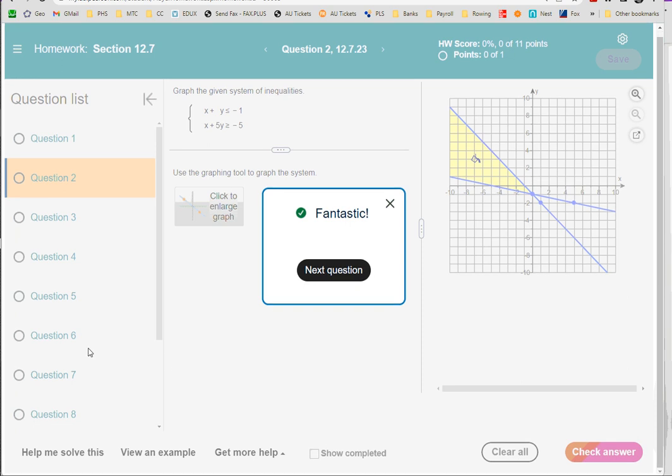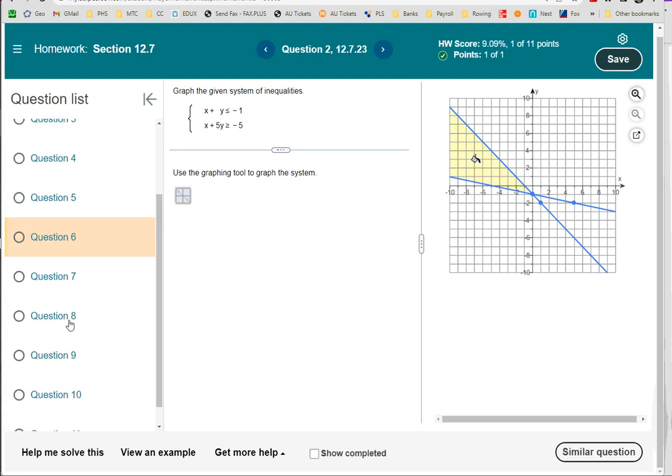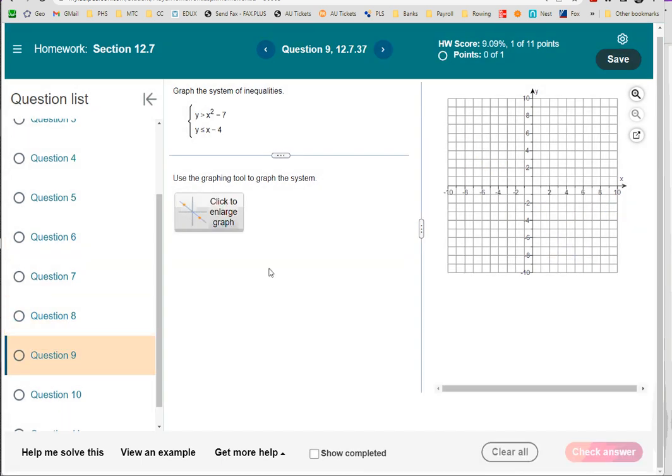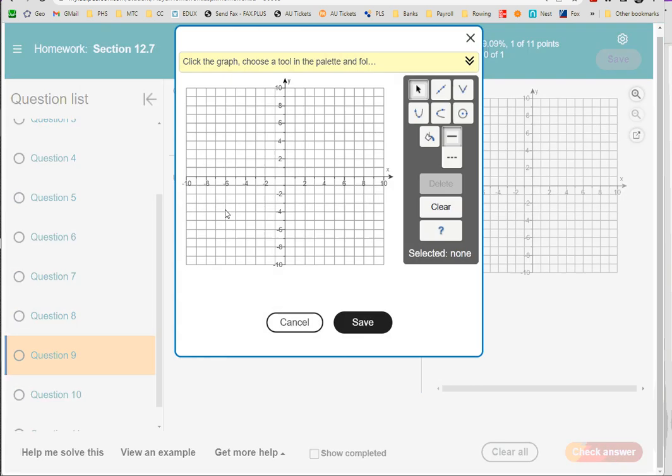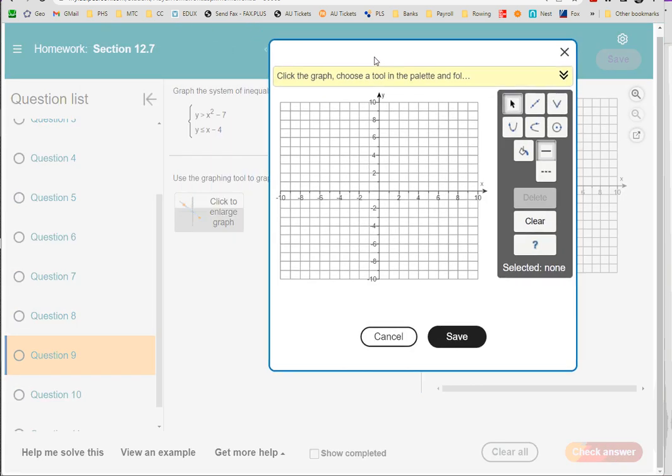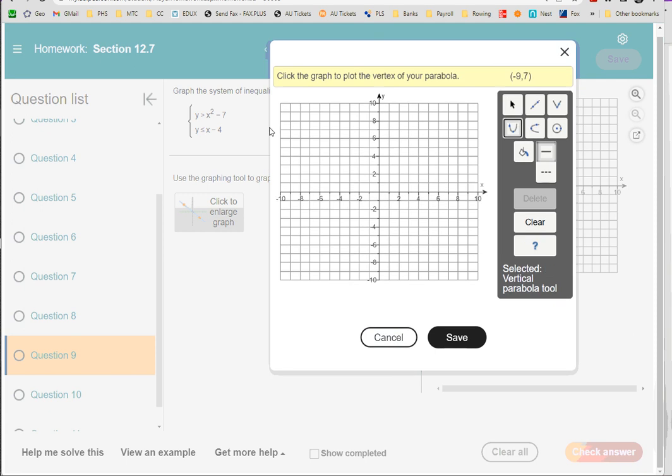I want to also get on down here. Let's take a look at question number 9, because on here we've got a parabola. So I wanted to show the parabola. Move this off to the side. With our parabola, use the parabola tool. This is x squared minus 7. So I know that I'm going to have my regular parabola. It's going to open up down here at negative 7.